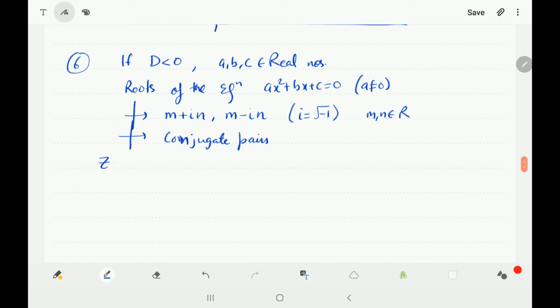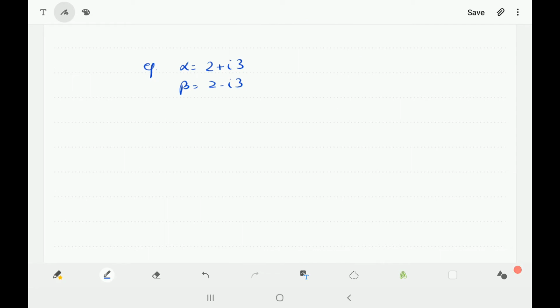If a complex number z is defined as a plus iota b, where a, b are real numbers and iota is under root minus 1, then the conjugate of z is a minus iota b. It is necessary that if a, b, c belong to real numbers, then the complex roots will always exist in conjugate pairs. Let's explain this with the help of an example. Let's say for a quadratic equation alpha is 2 plus iota 3 and beta is 2 minus iota 3, then the sum of the roots is alpha plus beta, which is 4, and the product of the roots is alpha beta, which is 2 plus iota 3 into 2 minus iota 3.